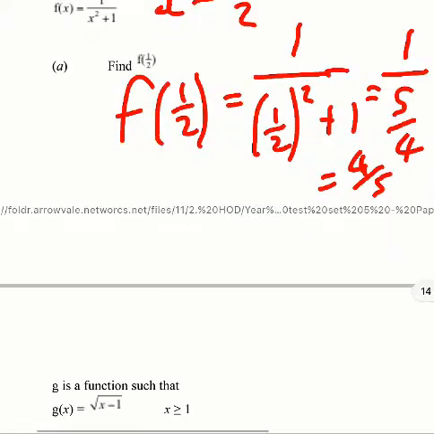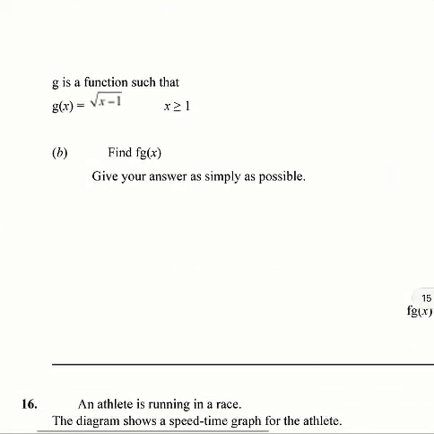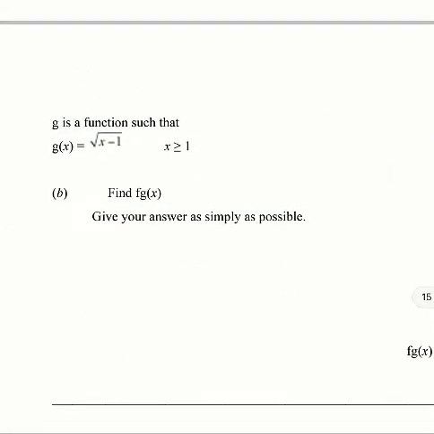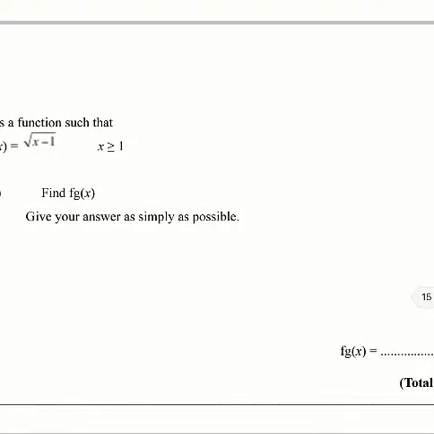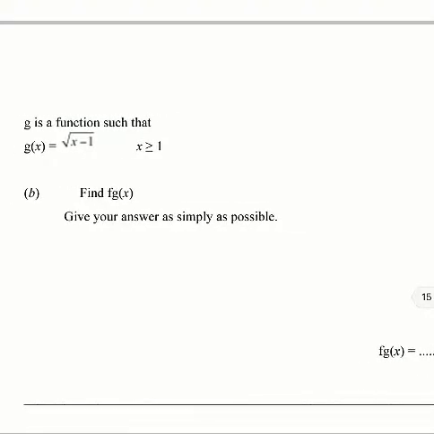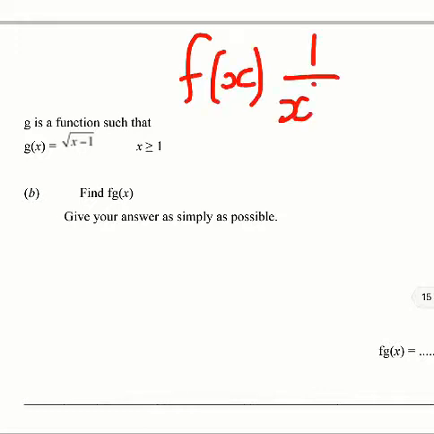Now for part B, we're given a function g of x and asked to find f of g of x as simply as possible. I'm just going to write here f of x was 1 over x squared plus 1, just for our reference. Now when we have composite functions like this, we have to apply the first function first, and then we apply the left function afterwards.